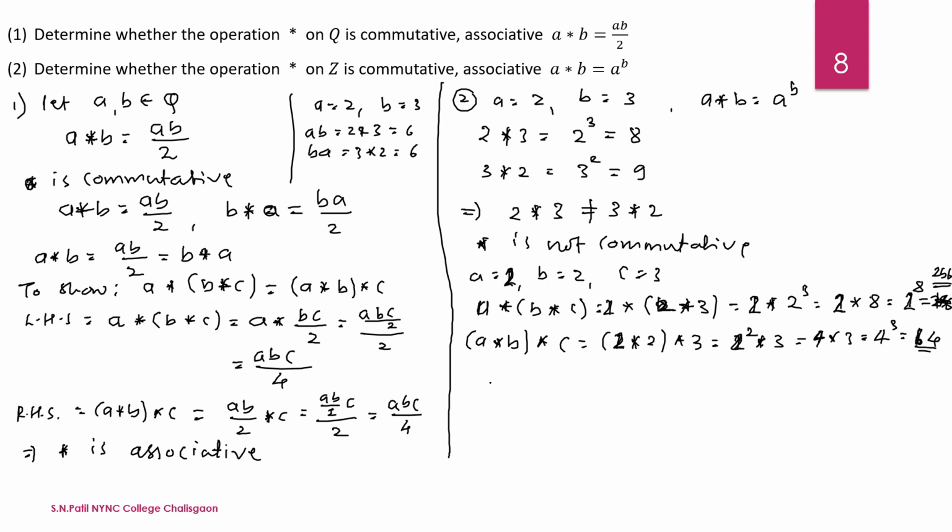Hence 2 star (2 star 3) is not equal to (2 star 2) star 3. Hence the star is not associative.